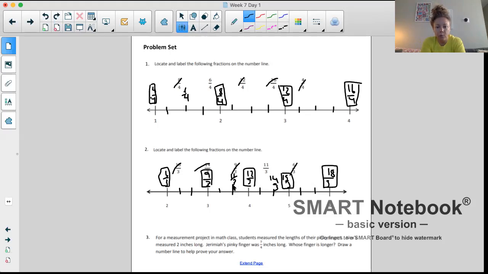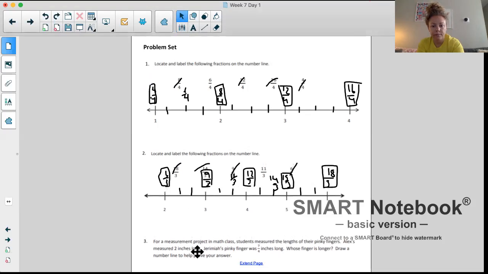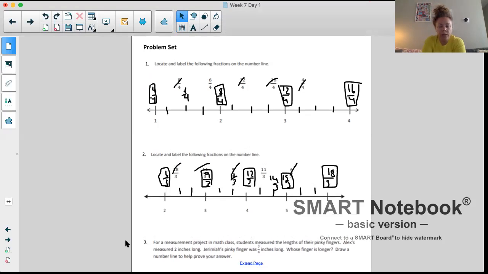Okay, last one. We have a word problem at the bottom. For a measurement project in math class, students measure the length of their pinky fingers. Alex's measure is 2 inches long. Jeremiah's pinky finger was 7/4 inches long. Whose finger is longer? Draw a number line to help you prove your answer.